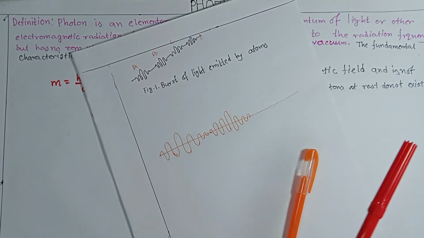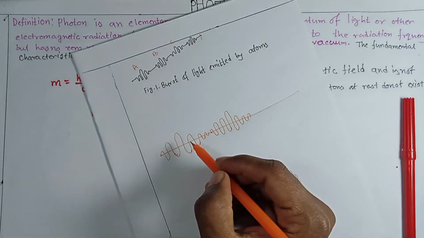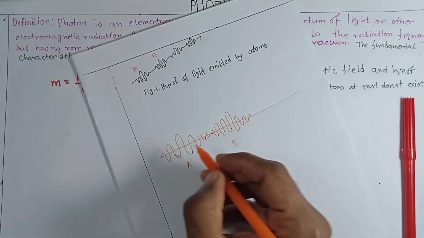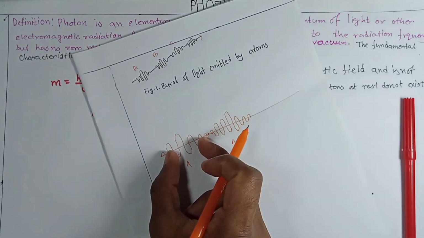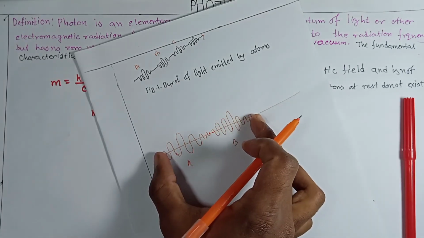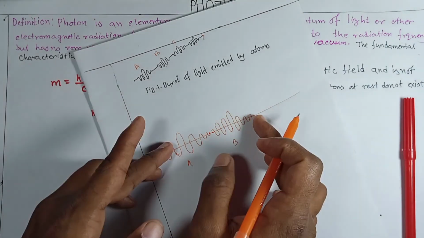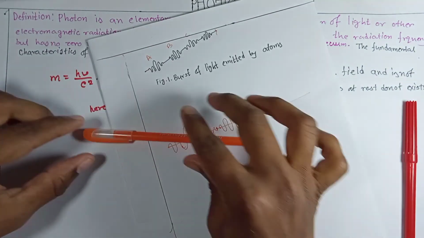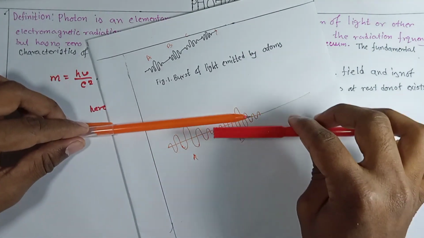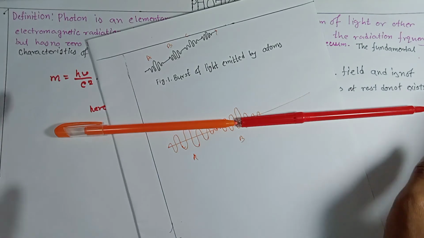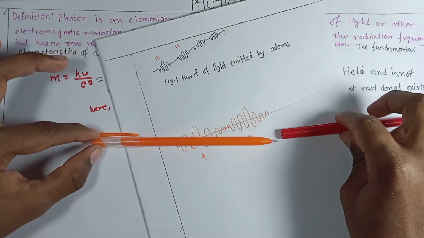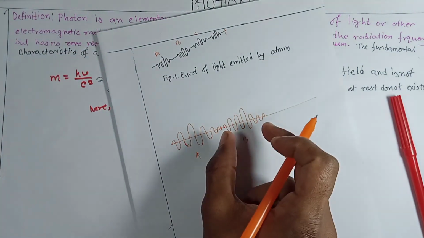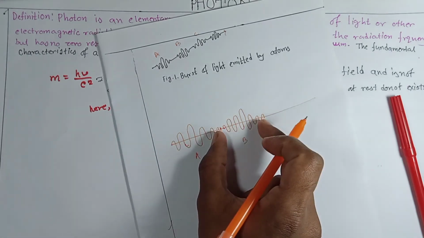This picture shows the emission of light by a single atom, this is atom A, this is atom B, in terms of wave trains. This is a wave train, this is a train, this is a train, and this makes a big train. This combines as a train, that is a wave train or photon train, we can say. Okay, this is a wave train.